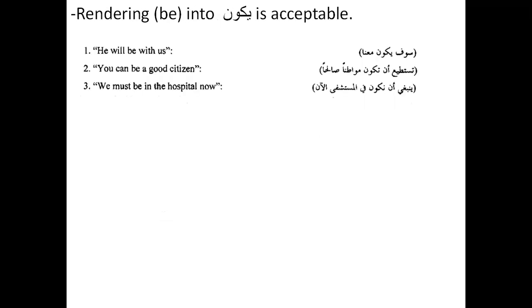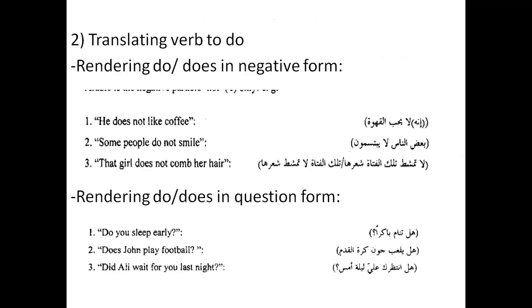Okay. The third one, translating be into يكون is acceptable. If be is used, it is acceptable to render it as يكون. For example, look at these sentences. He will be with us. سوف يكون معنا or سيكون معنا. You can be a good citizen. تستطيع أن تكون مواطنا صالحا. So rendering be into يكون or كان is acceptable.